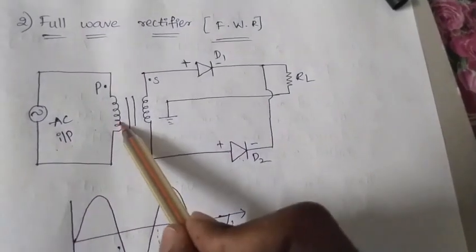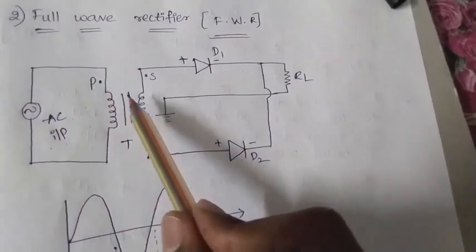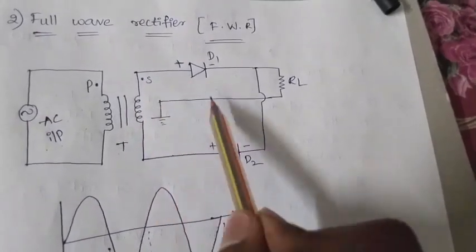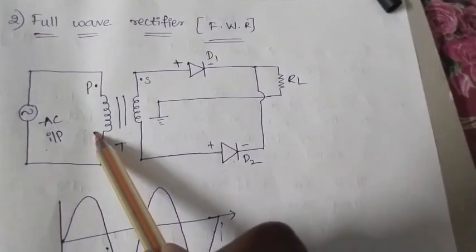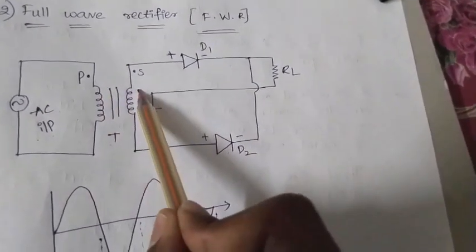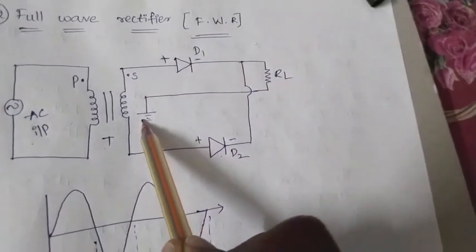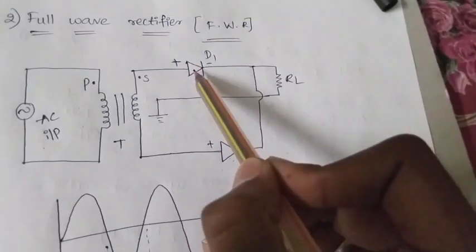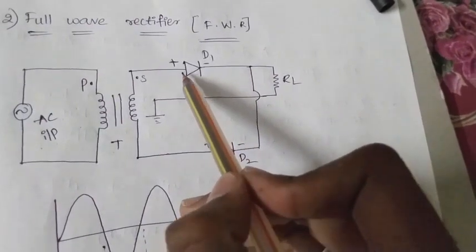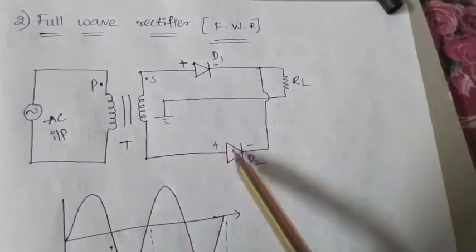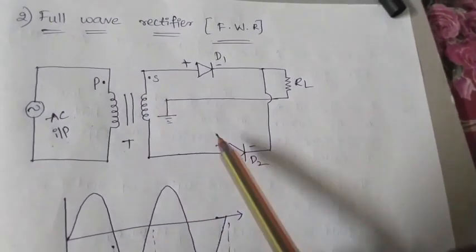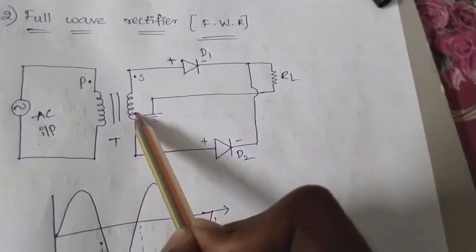So when the input signal is given to the step down transformer in the rectifier circuit, it will convert the high AC voltage signal into a low AC signal voltage. Here we can observe that the center tap is connected to the transformer, with the diodes connected at its ends.